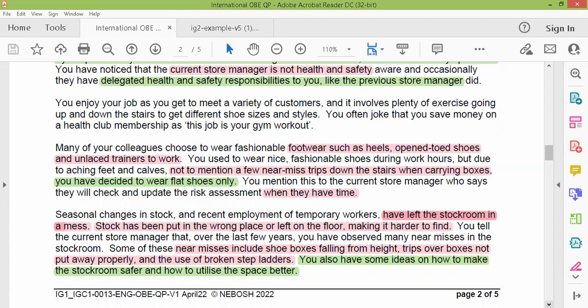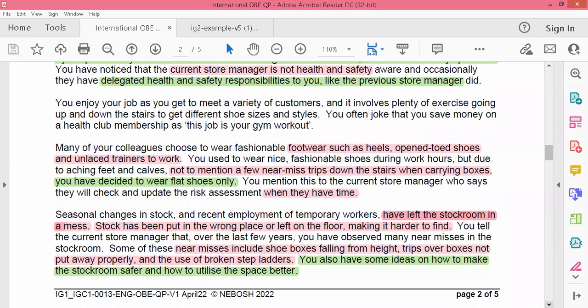You used to wear nice fashionable shoes during work hours, but due to aching feet and calluses, not to mention a few near miss trips down the stairs when carrying boxes, you have decided to wear flat shoes only. You also used these fashionable shoes, but you had some aching in your feet due to the heeled shoes, and even some near misses when you were using the stairs and carrying the boxes. So due to that, you decided that you will wear only flat shoes.